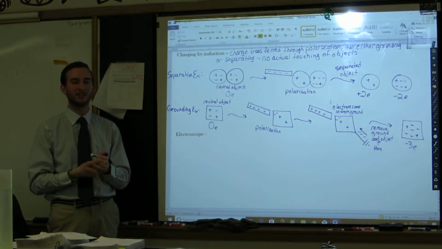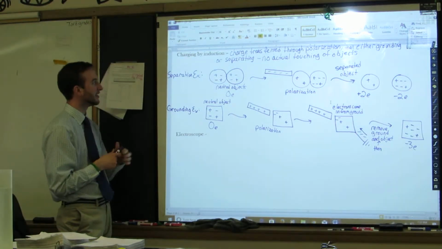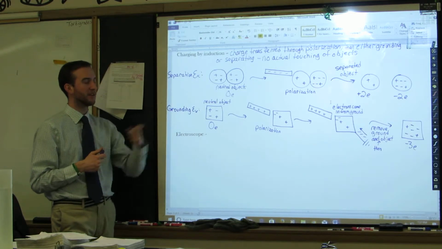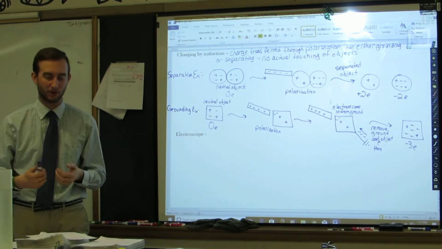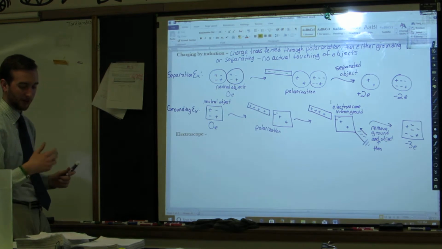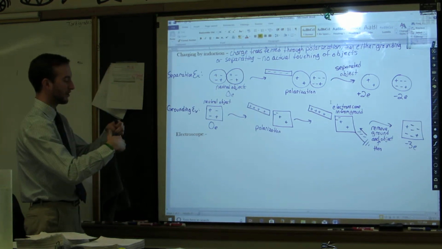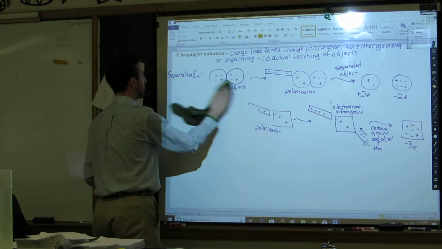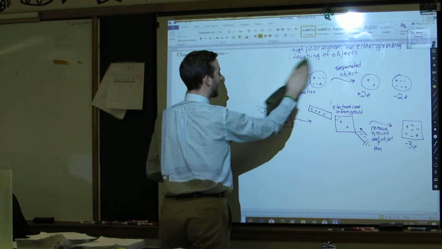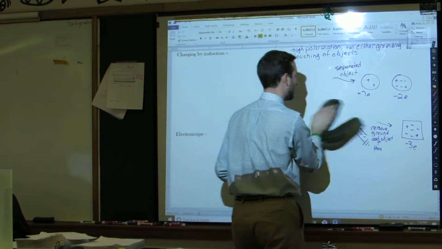Charging by friction, very easy to understand. Charging by conduction, very easy. These are a little more complex because they involve polarization first. Okay? They involve polarization first, they're a little bit trickier. Those are the 3 types of charging: charging by friction, charging by conduction, and charging by induction.